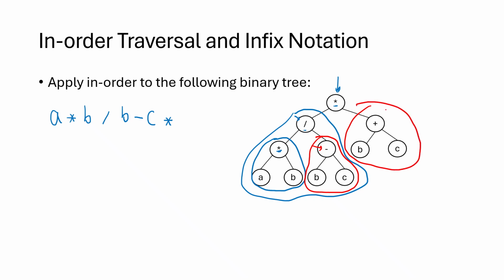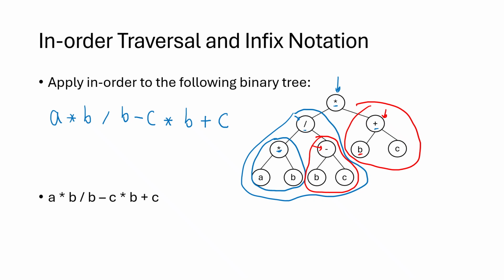So now we are here looking at this node. We don't write down the addition, the plus sign yet, because first we need to go to its left. So if we go to the left, we see B, and then after that we process the root. For this subtree here, the root is this plus sign, and then we go to the right and C. So this is going to be the result of in-order traversal of this binary tree that represents an arithmetic expression.